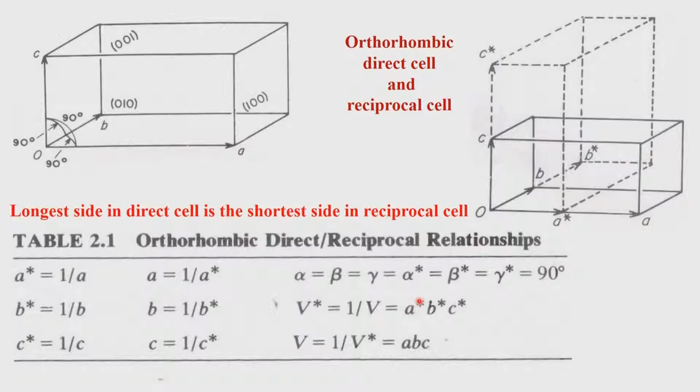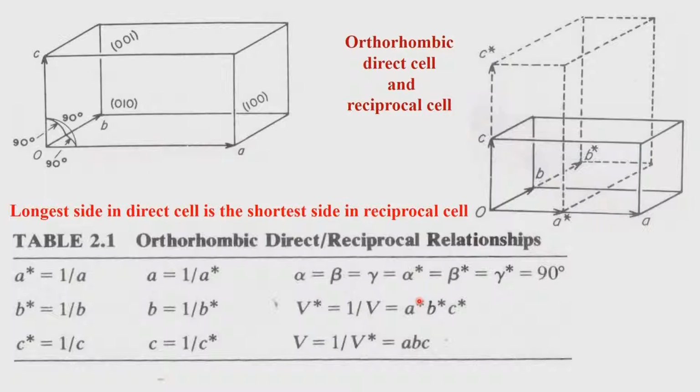Any symmetry higher than orthorhombic symmetry, particularly if it is cubic, can also have this kind of a situation, or tetragonal will be a similar situation, because the angles alpha, beta, gamma are 90 degrees with respect to each other. So, crystals belonging to orthorhombic, tetragonal and cubic will have this feature: a star is equal to 1 over a, b star equals 1 over b, c star equals 1 over c, and so on.